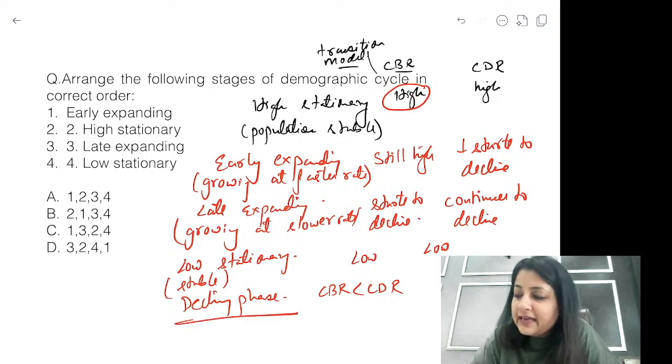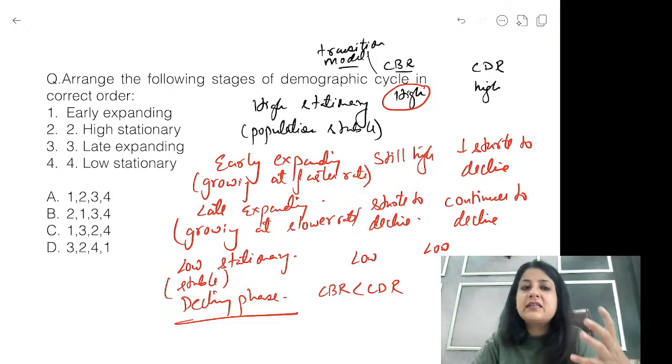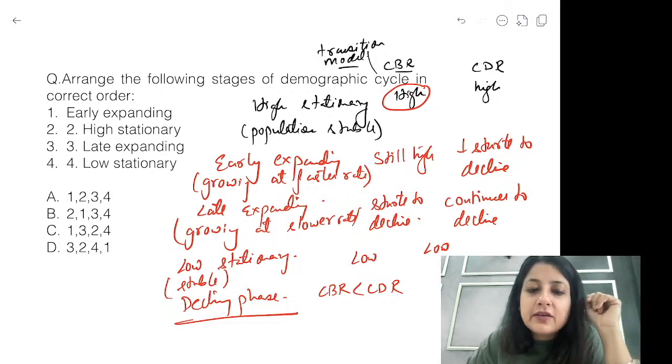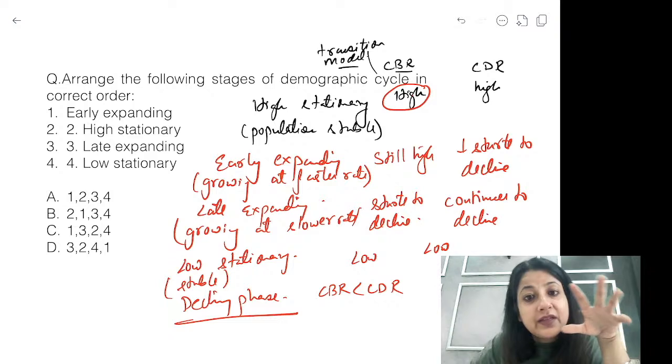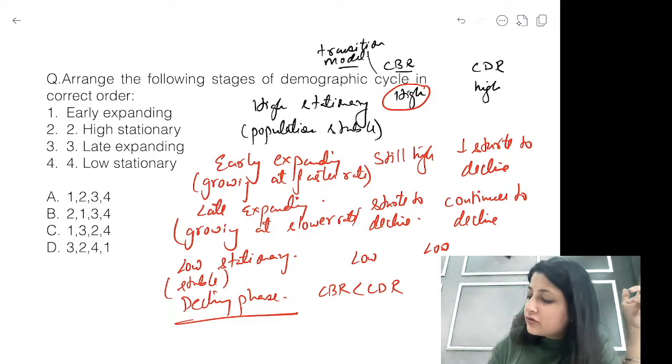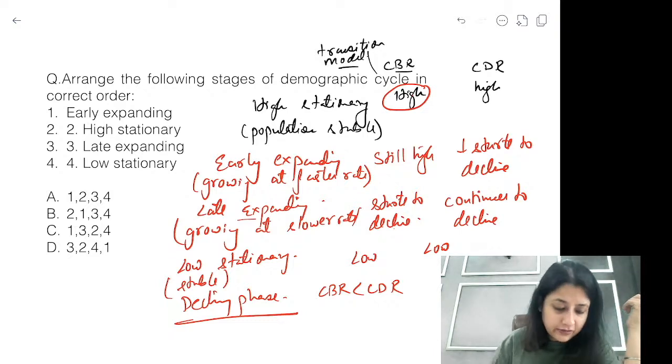All right, declining phase. Try to understand this. You should try to understand the concept here, because they could ask you any stage. Like if I ask you, which is that stage where birth starts to decline and the death rates are already declining? So where does the birth start to decline? Late expanding, and deaths are already declining. What is that stage? Stage 3.